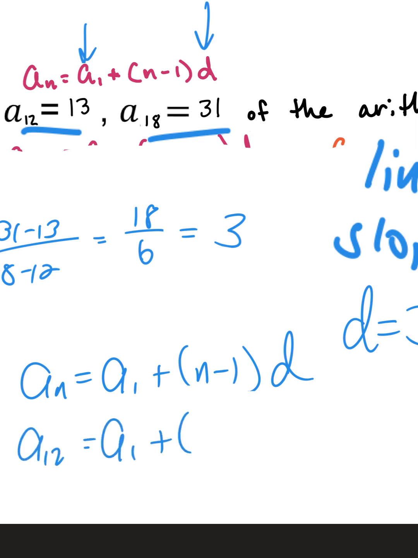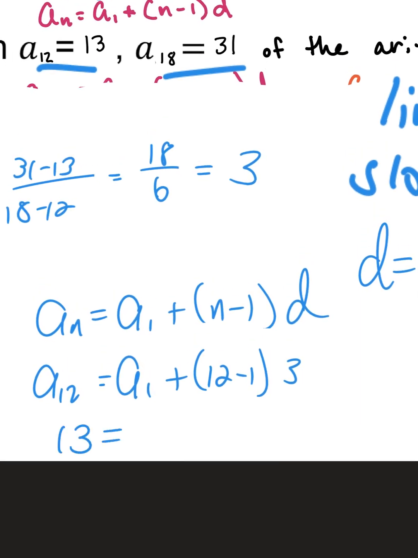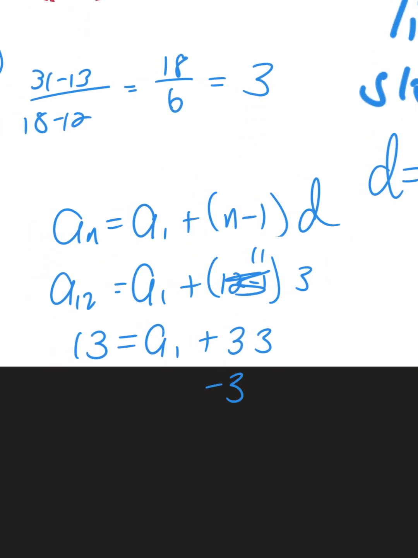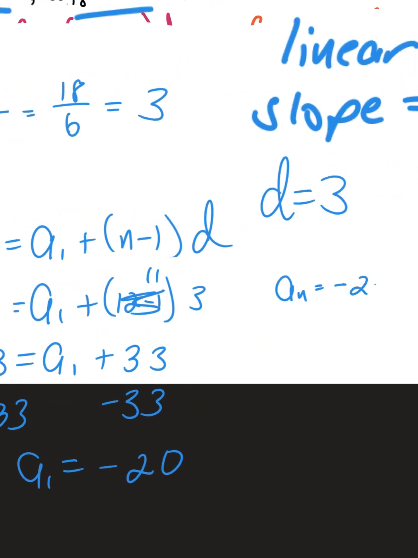What term number am I using? 12, so 12 minus 1, and then my common difference. What is the 12th term? So 13 equals a sub 1 plus 33. I subtract 33 from both sides, so what's my first term? Negative 20. Did I write my rule yet? No, your rule is your first term of negative 20 plus n minus 1 times your common difference. We distribute, so negative 20 plus 3n minus 3. So your rule is a sub n equals 3n minus 23.